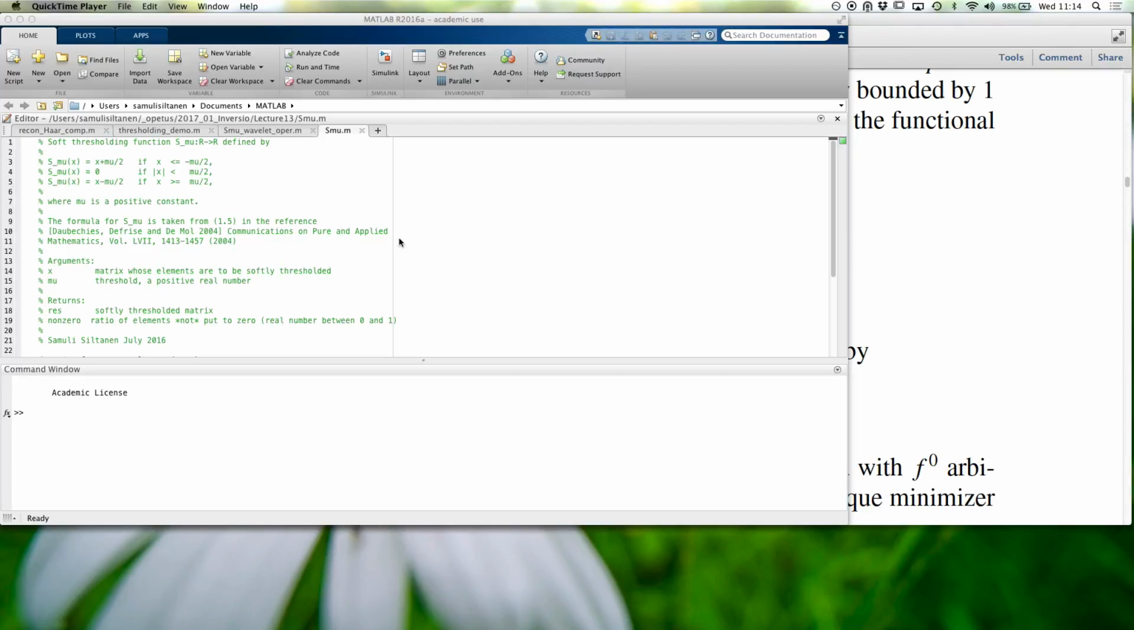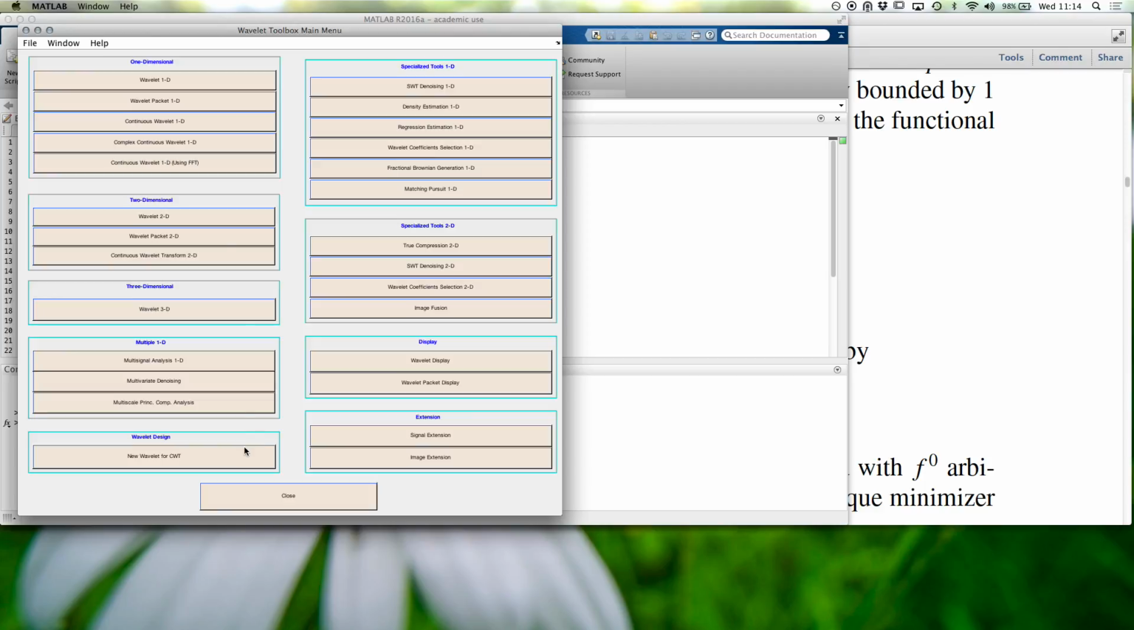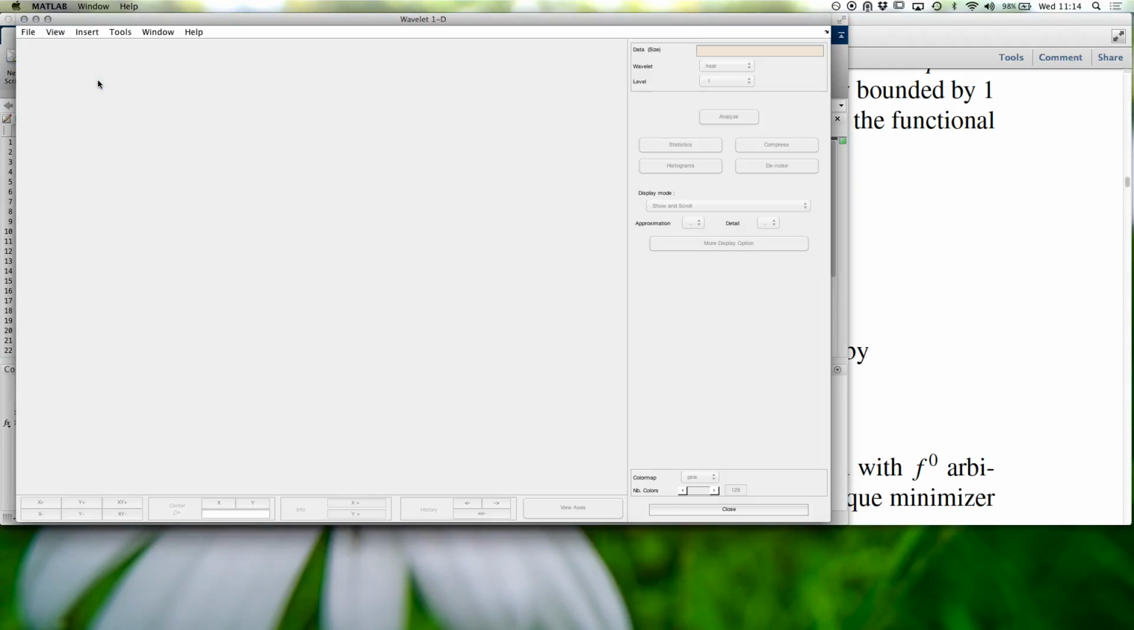Okay, welcome to the second part of lecture 13 of the Inverse Problems course. And now let's delve deeper into the topic of wavelets, or I try to explain the basic ideas about them. So in MATLAB, I'm using the Wavelet toolbox of MATLAB. And let me first show you some stuff in dimension 1, how the wavelets work in dimension 1.